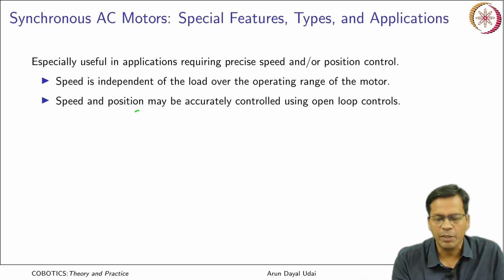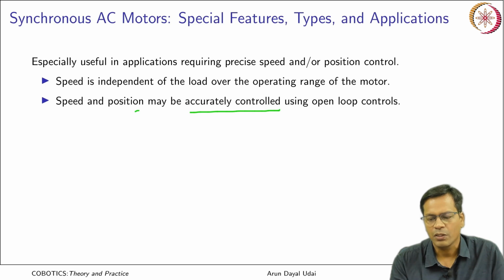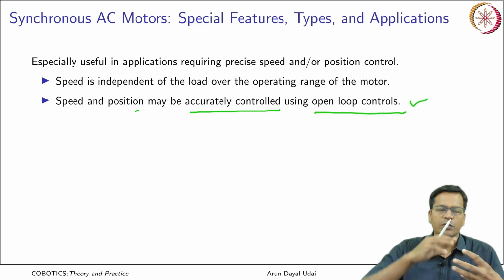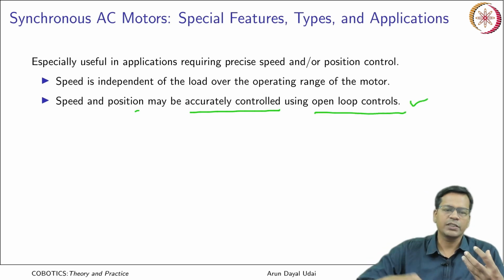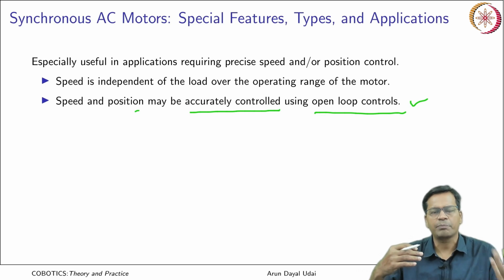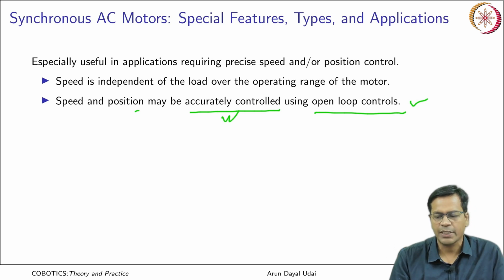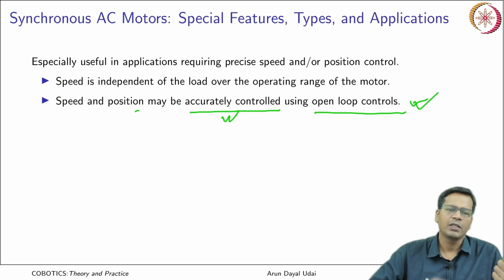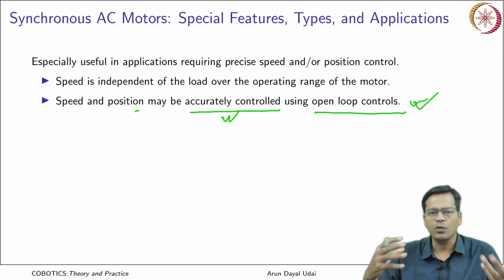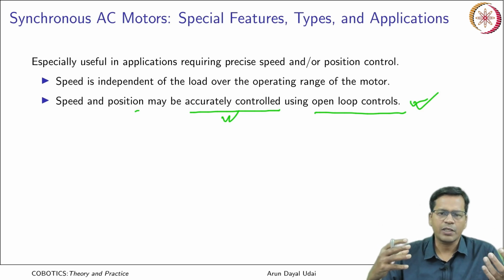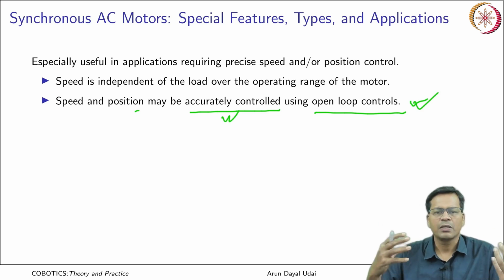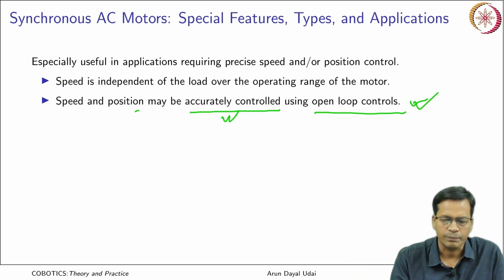Speed and position may be accurately controlled using open loop control. So, you see, whatever is the frequency of the rotating magnetic field, that becomes the speed of the rotor also. Okay. So, speed can be precisely controlled even in open loop. You do not need to have a closed loop. There is no slip, you see. Why? Because the load is predetermined and it is well calculated before selecting this motor.